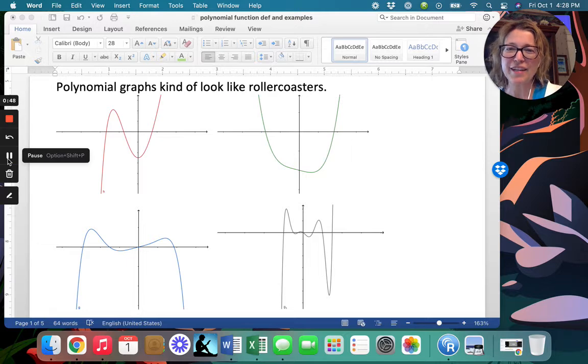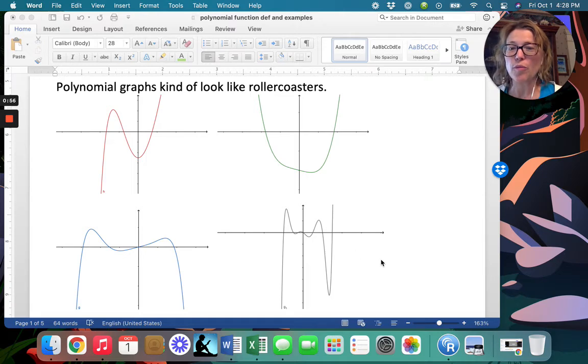Polynomial graphs kind of look like roller coasters. They go up and down, some are more interesting than others, but there are no holes or breaks in a polynomial, and they go forever to the left and forever to the right.